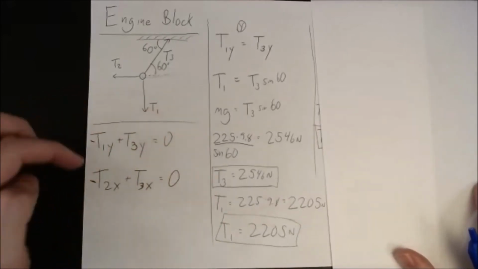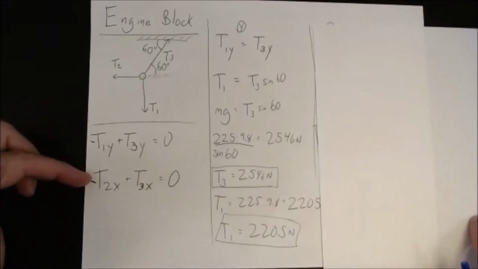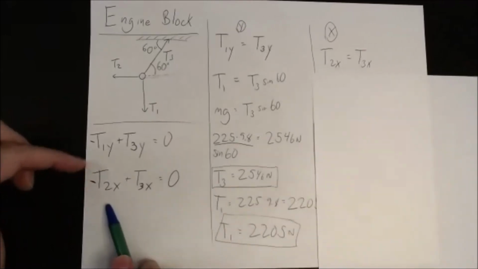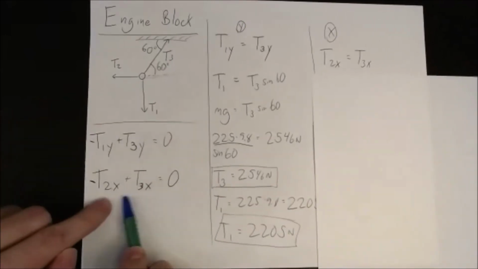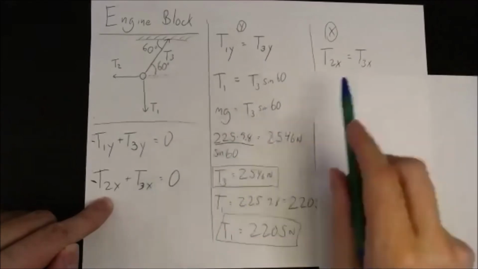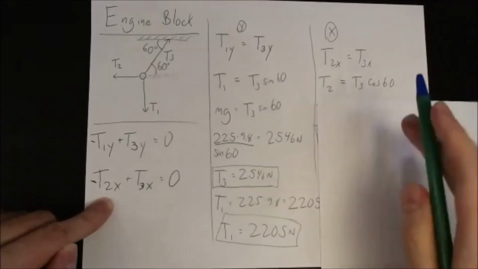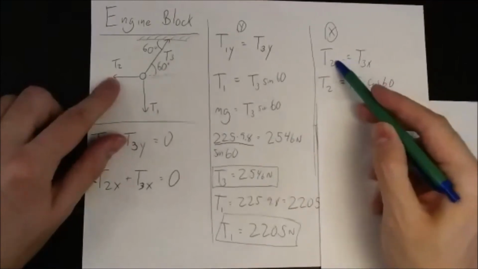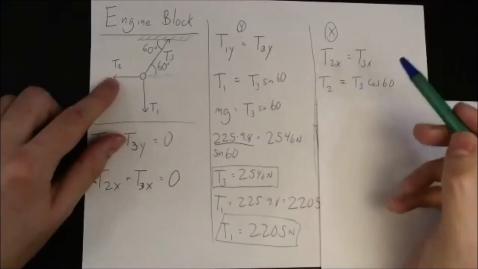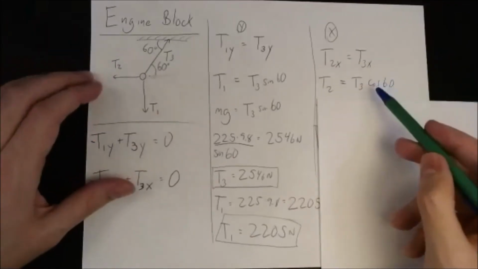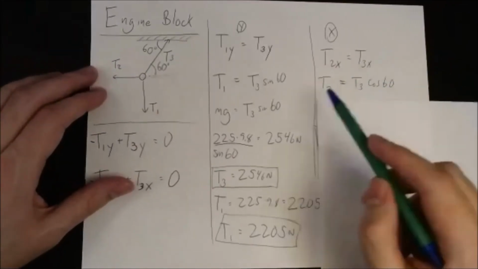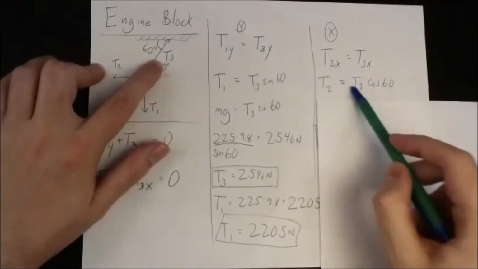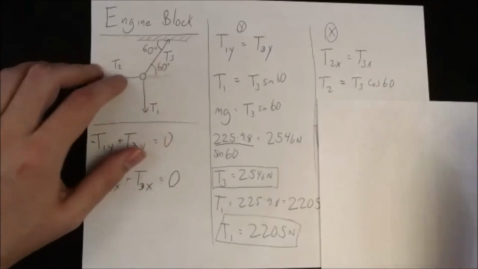We can move on to using our x equations now. And we only have the 1 here. But doing the same kind of algebra, we see that T2x has to equal T3x. T2 is going completely in the x direction, so we don't need to have that x identifier on it because it's just going in that direction. And that is equal to T3x. Well, T3 goes somewhat in x and somewhat in y, so we define the component to be T3 cosine 60.